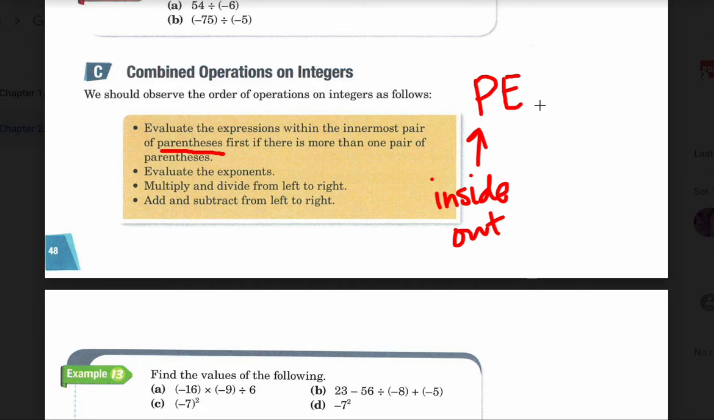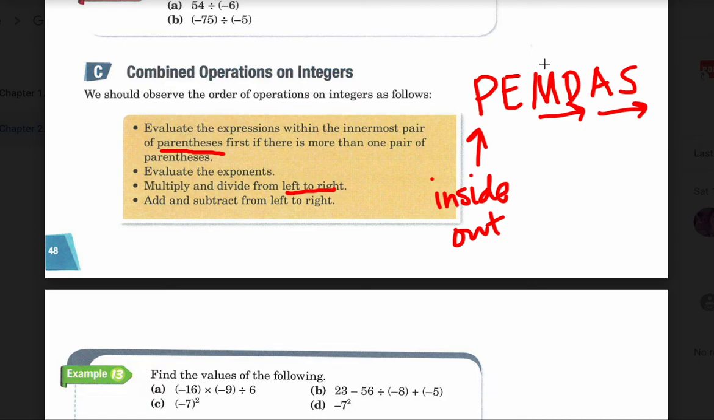Then comes multiplication and division, working from left to right. So whatever you see first. So if you see division first, then you're going to work on division. If you see multiplication first, going from left to right, you work on multiplication. So it's whatever you see first, going from left to right. Okay, and then addition and subtraction. That's the AS in PEMDAS. Same thing, left to right, whatever you see first.